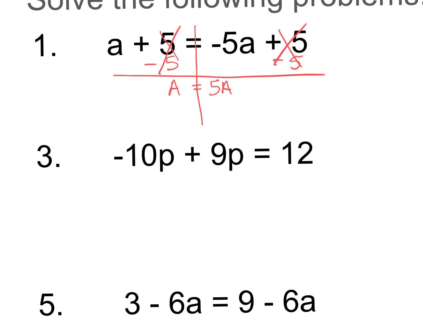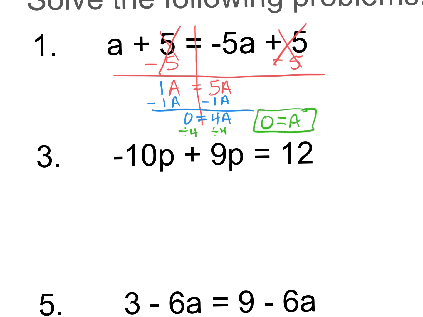And then I'm going to take this 1A and put it onto the other side. So I'm going to subtract 1A from both sides. I have 0 equals 4A. And then I'm going to divide by 4. So 0 divided by 4 is 0. So A equals 0.